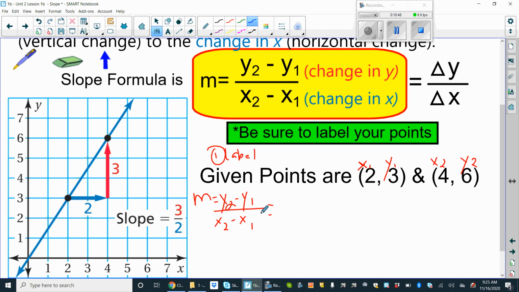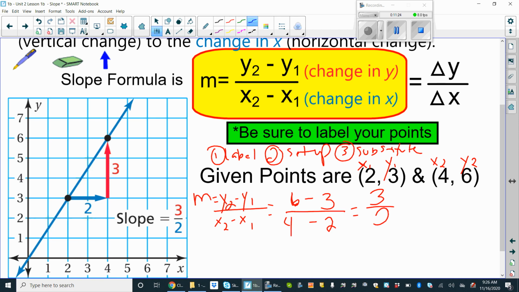So after we label, our second step is to set up. You always want to set up your subtraction, division, and subtraction. And then your third step is to substitute. When you substitute, you're just going to replace every variable with the number that you labeled it. So y2 is 6, y1 is 3, x2 is 4, and x1 is 2. When you type this into the calculator, you'll get 3 over 2, which is the same as the slope when we solved on the graph, and that would be correct.